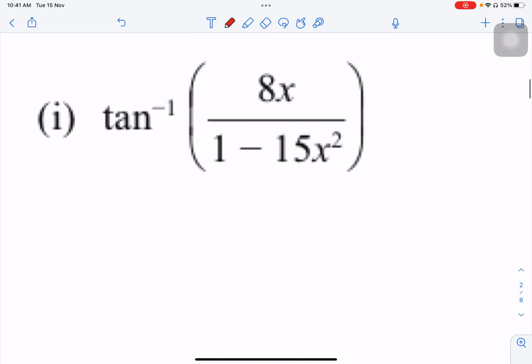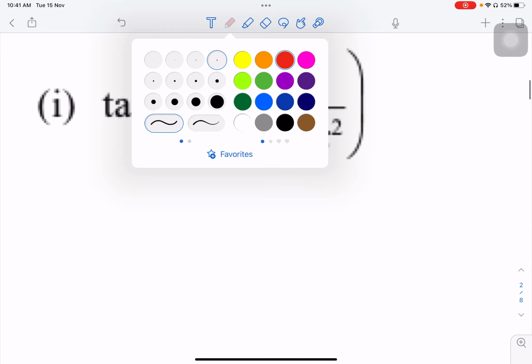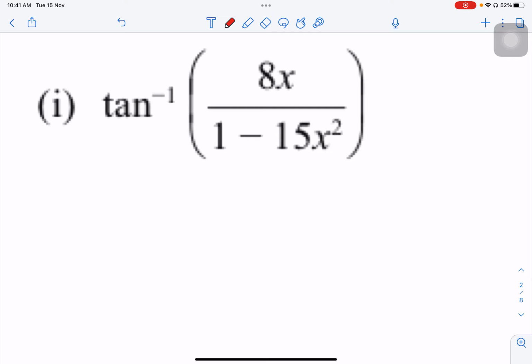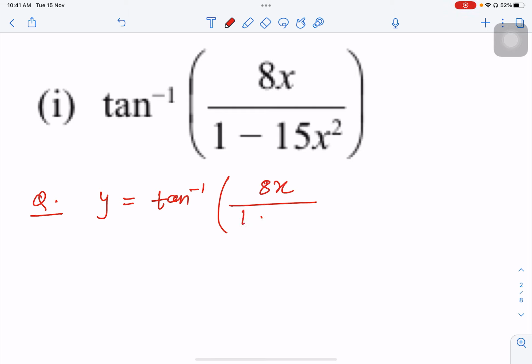Moving to the next question. Again, this is a very important example. Let me write the question again. So we have y equals tan inverse of 8x over 1 minus 15x square, and they have asked us to find what is the value for dy by dx.